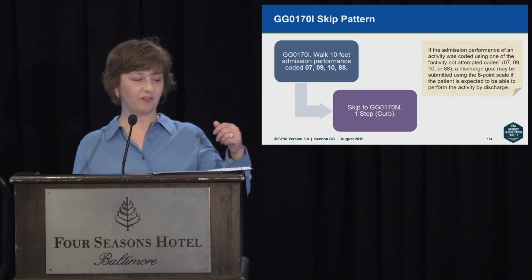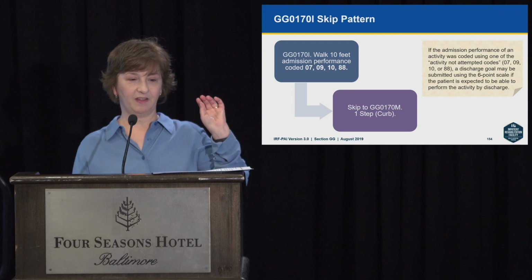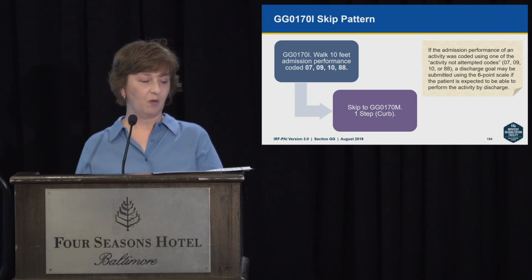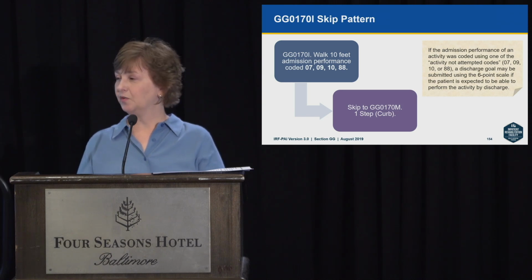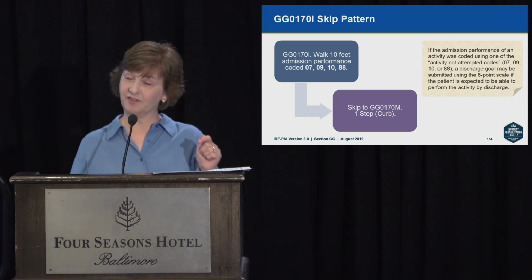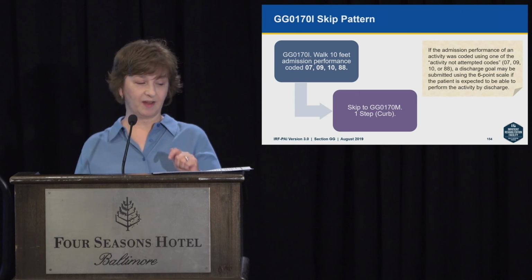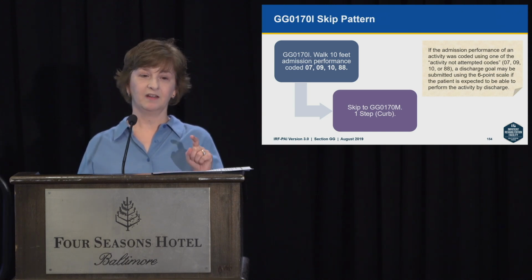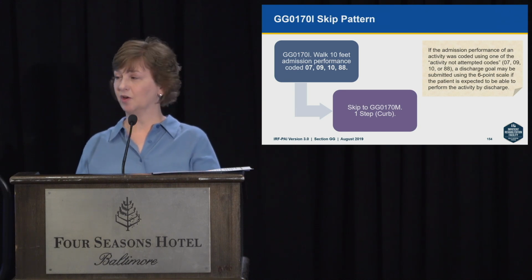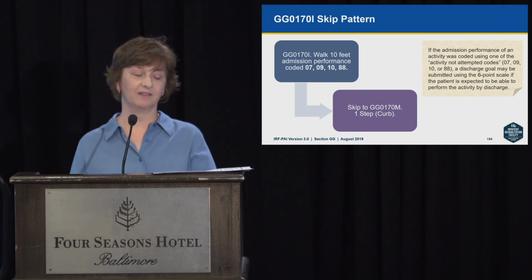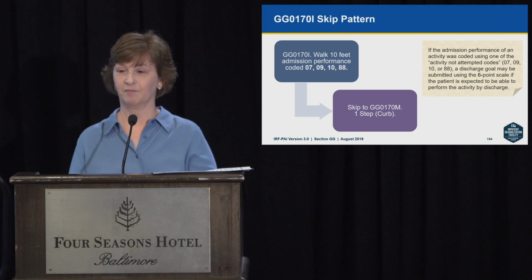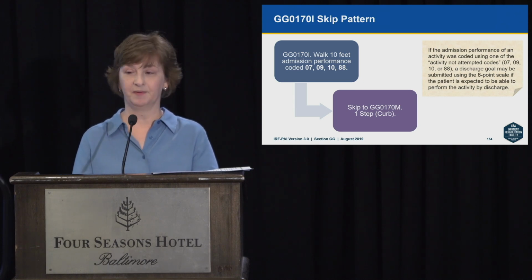So again, just reinforcement. If the patient is unable to walk the 10 feet, you would skip to the one-step curb. The skip does go to the one-step curb because it's possible somebody's in a wheelchair, so they are not walking 10 feet, but they are able to go up one step or the curb in their wheelchair. And so that's why it's skipping you to the step, because it is possible somebody is not walking, but they're able to go up and down that one step.